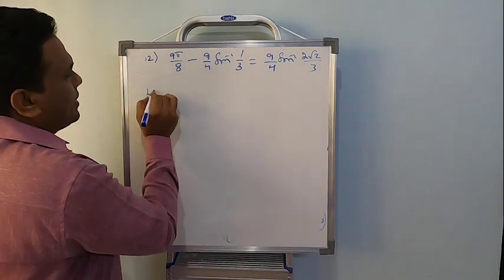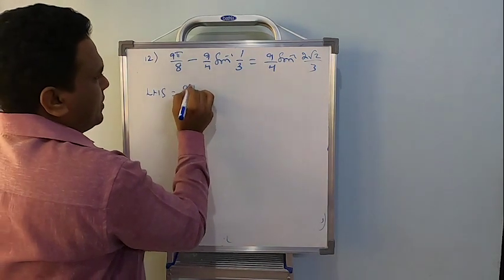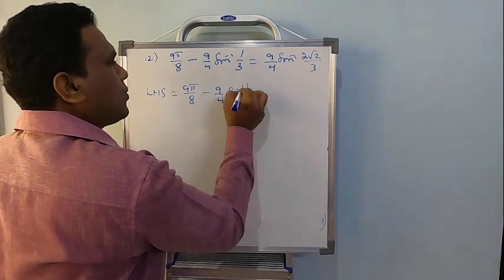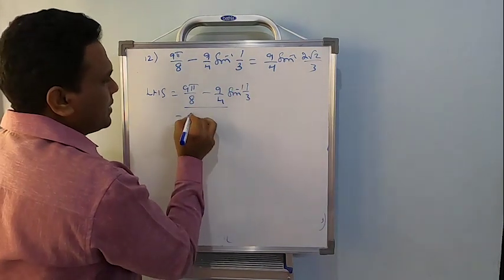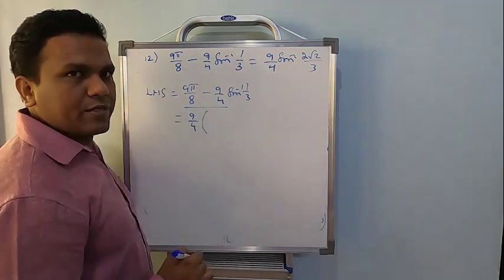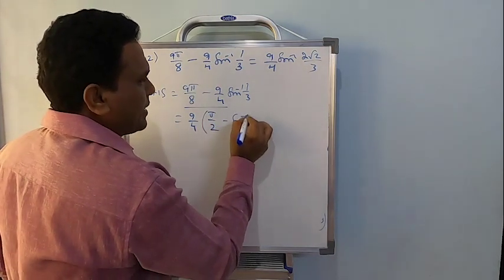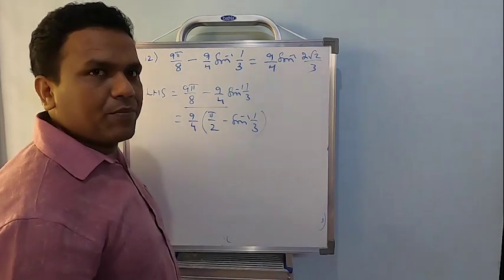Now let us start from the LHS. 9 pi by 8 minus 9 by 4 sin inverse 1 by 3. From this, 9 by 4 I am going to take it outside. What is the remaining? Pi by 2 minus sin inverse 1 by 3.